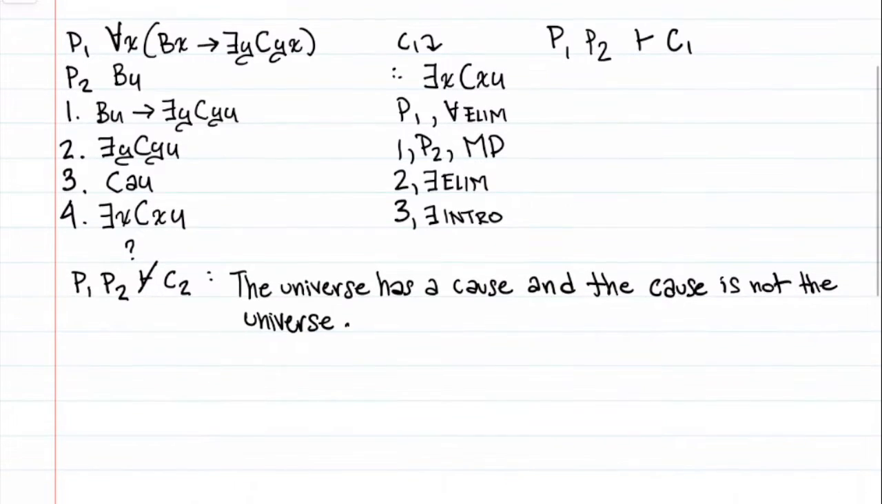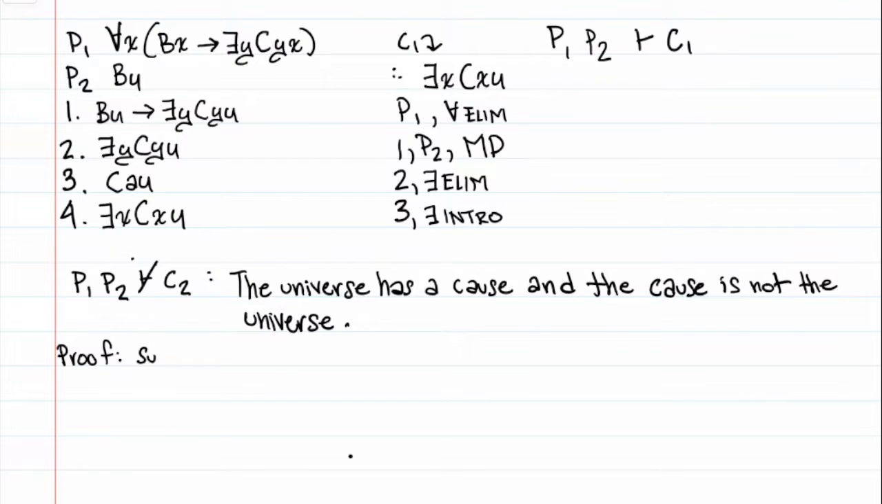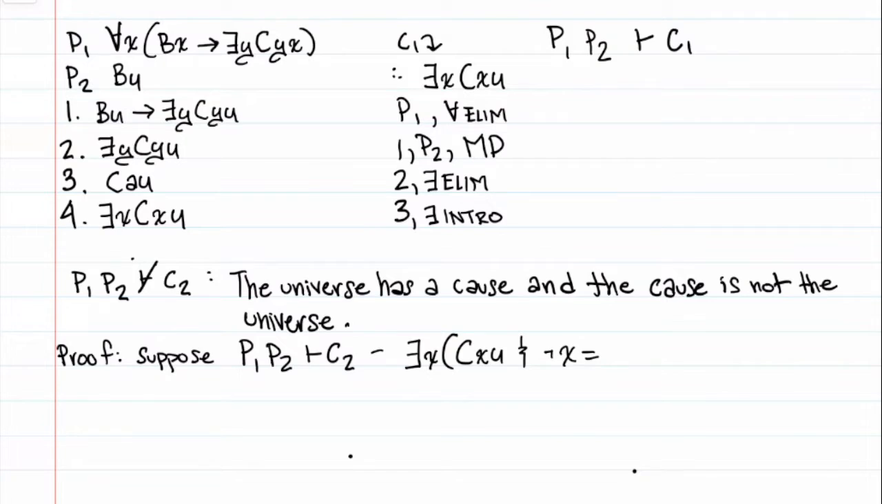I'm going to show that, in fact, this is not the case. That is, it doesn't follow from P1 and P2 that the universe has a cause and that the cause is not the universe itself. So how am I going to do this? Here's our proof. Let's suppose, for the sake of argument, that it follows from P1 and P2 that C2 is true. Let's formalize C2. It'll be, there is some x such that x is the cause of the universe, and whatever is the cause is not the universe itself.